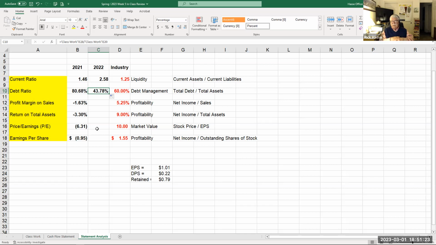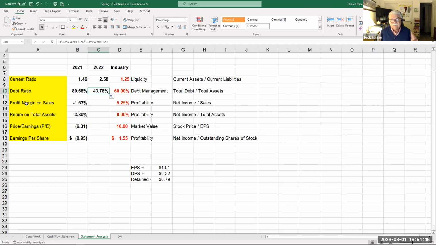But the expensive thing about that was that they used the most expensive form of financing, issuance of stock, to do that. Not good. The debt ratio, the statement of what percent of the company is in debt. The next three are profitability relationships.